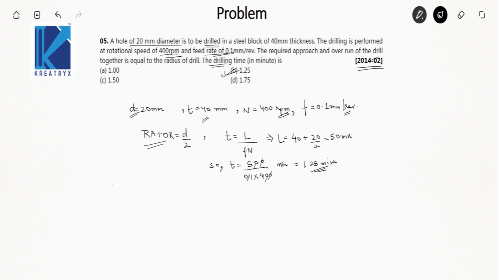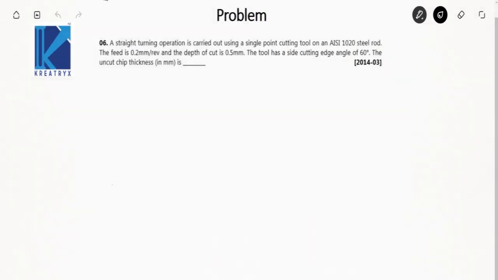Now moving to the next question. The next question is again from GATE 2014. GATE 2014 has asked a lot of questions from machining, or I can say metal cutting. Now the question is: a straight turning operation is carried out using a single point cutting tool on an AISI 1020 steel rod. This is a very important data.